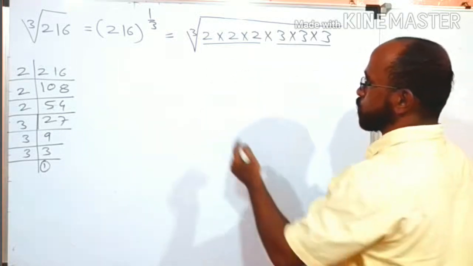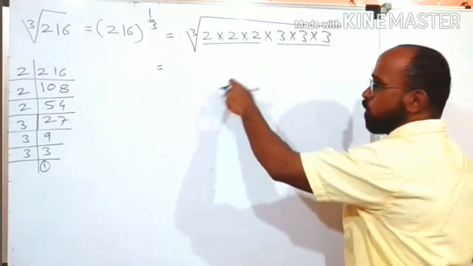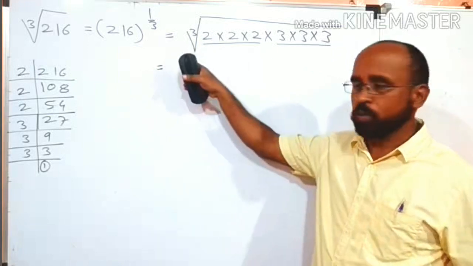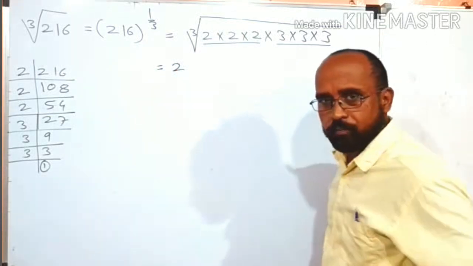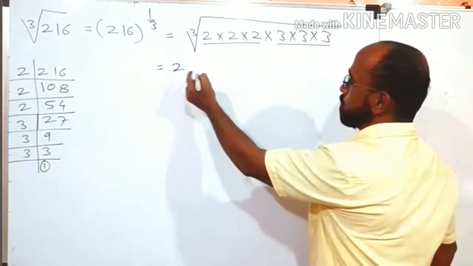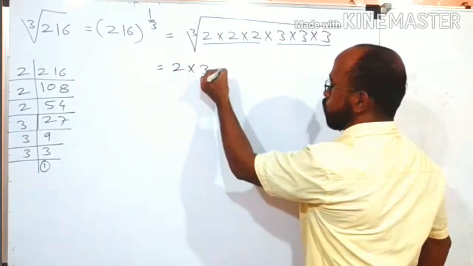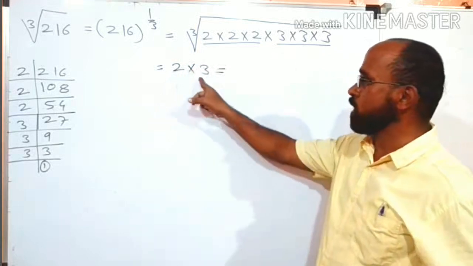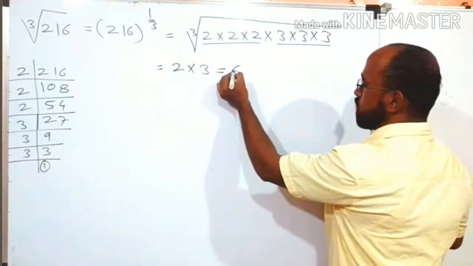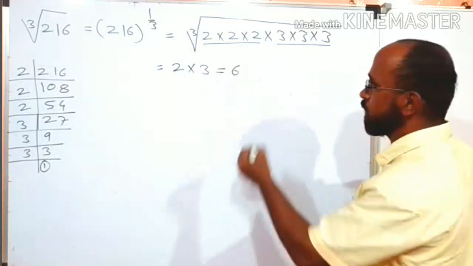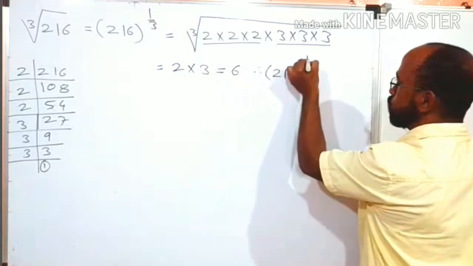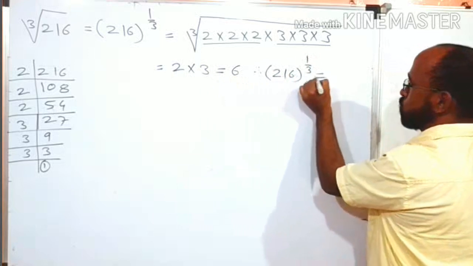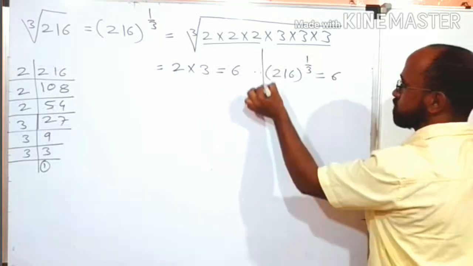And then what we have to do? Bring out one number for each group. So for this group we will bring 2 out of the radicand side, and for this group we will bring 3 out of the radicand side. So the answer is 2 multiplied by 3, which is nothing but 6. Therefore the cube root of 216, or 216 raised to 1 upon 3, is equal to 6.